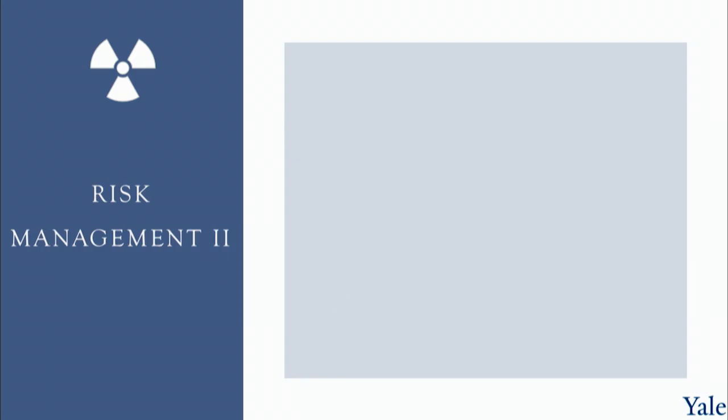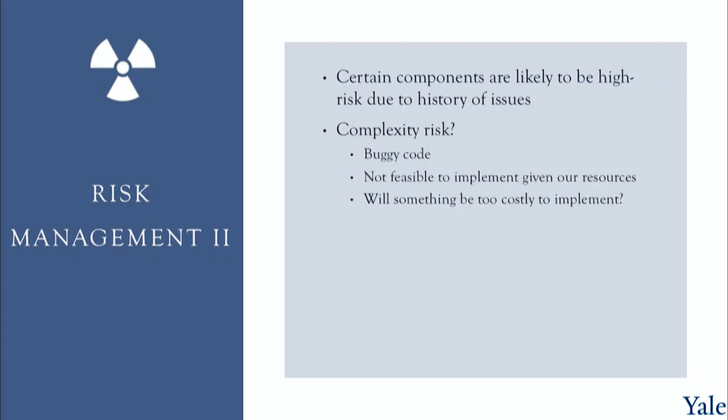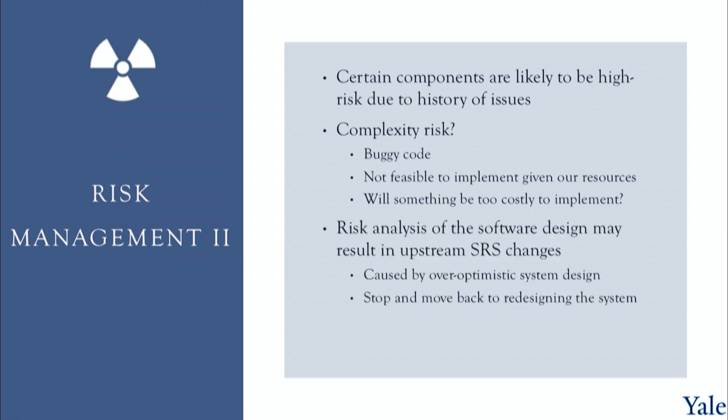The second part of the risk management process is we have to think about the design from the perspective of what could go wrong. We talked a little bit about this in the risk management sections in week 4, but let's review this. Certain components are likely to be high risk due to a history of issues. Do we have complexity risk? Perhaps buggy code. Perhaps what we're trying to design is not feasible given our resources. Perhaps something will be too costly to implement. That is a risk management step.